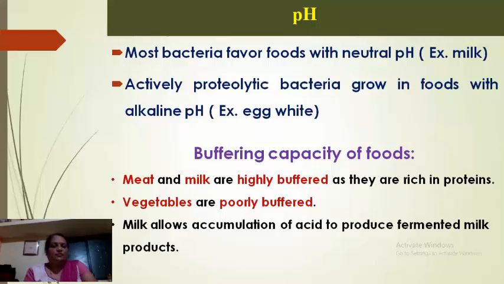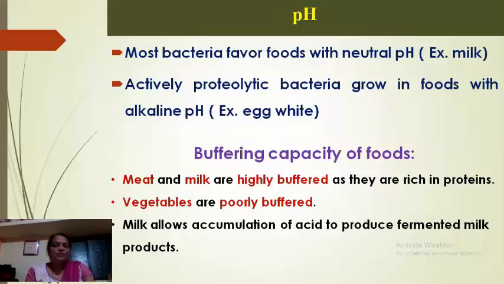Most bacteria are neutrophilic in nature and therefore they favor foods with the neutral pH. For example, bacterial spoilage occurs in milk because its pH is near neutrality. There are some foods that have alkaline pH, for example, egg white. Which type of organisms will grow in this? Actively proteolytic bacteria grow in the foods with alkaline pH.